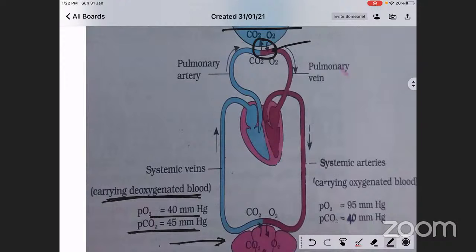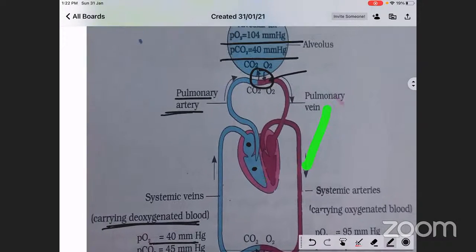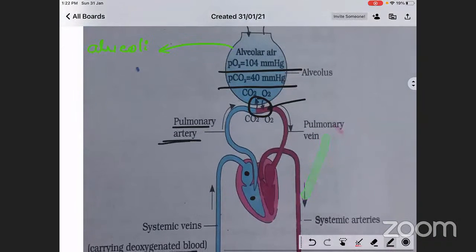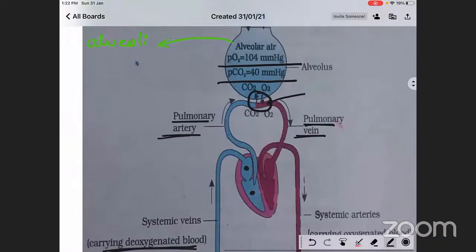This deoxygenated blood will reach the right atrium of the heart, then the right ventricle. From the right ventricle, it will reach the lungs through the pulmonary artery. The pulmonary artery says to the lungs, I need oxygen. The alveoli say, yes, we are filled with oxygen just for you, so take it with you and give CO2 to us. So CO2 and oxygen are exchanged. Then the oxygen comes into the pulmonary vein, meaning the oxygenated blood is now present in the pulmonary vein.